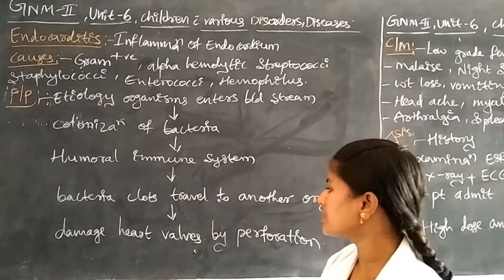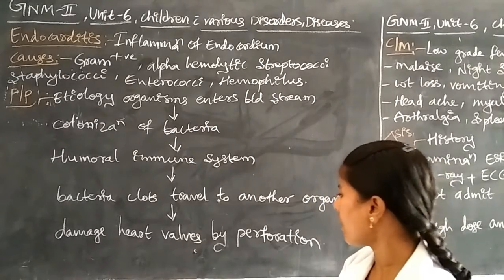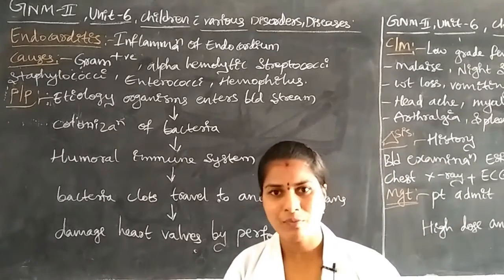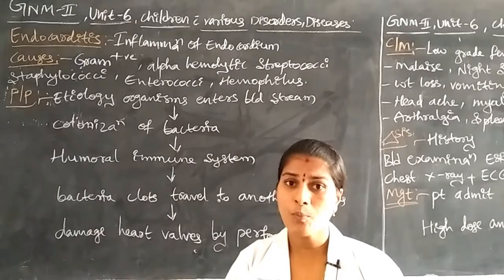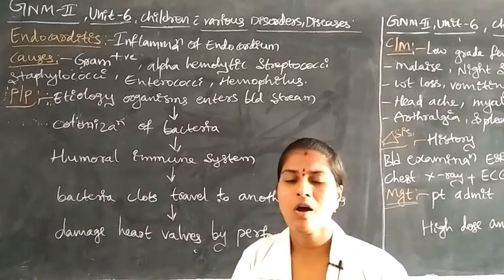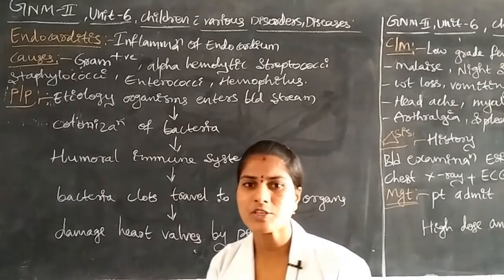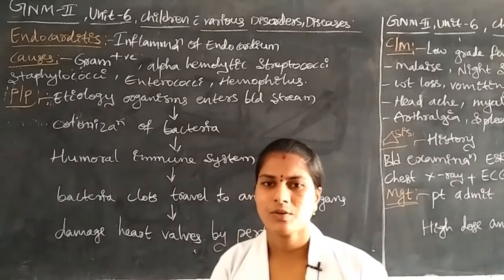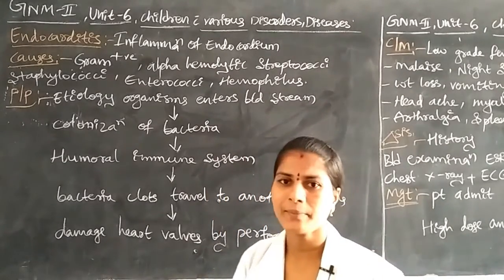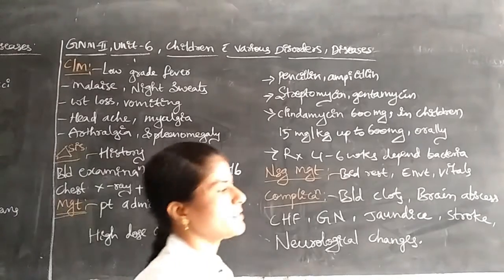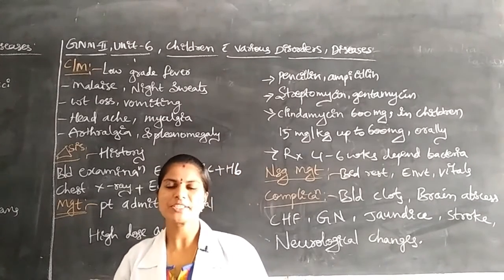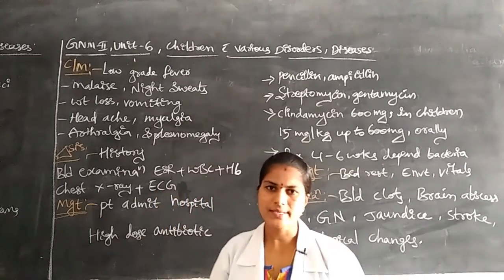Next, it leads to damage of the walls of the heart by causing perforation. Due to the openings in the walls, the heart muscle or heart layer gets damaged. Okay, this is the pathophysiology. Next we will discuss the clinical manifestations of endocarditis.